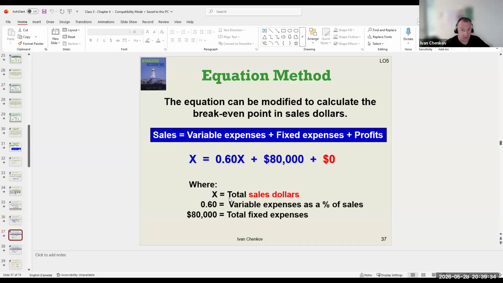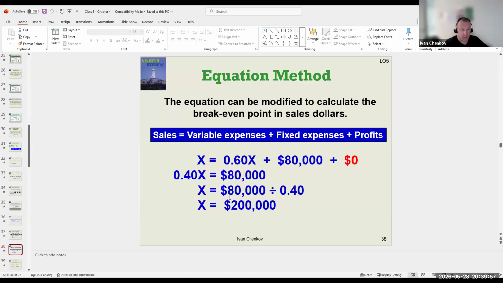If I want to use the equation method to get the total sales, then total sales will be, I don't know how much yet, but I know that the variable expenses are 60% of the sales, and the fixed cost is 80,000. Once I solve the problem for X, 80,000 divided by 0.4 gives me 200,000. So 200,000 should be my sales.